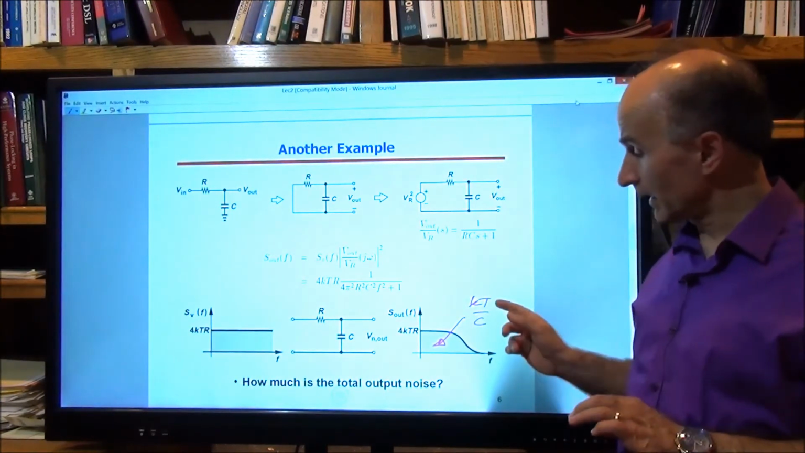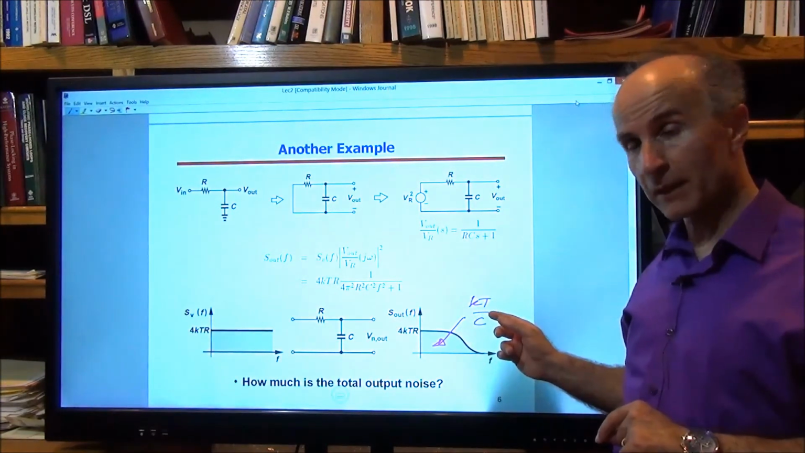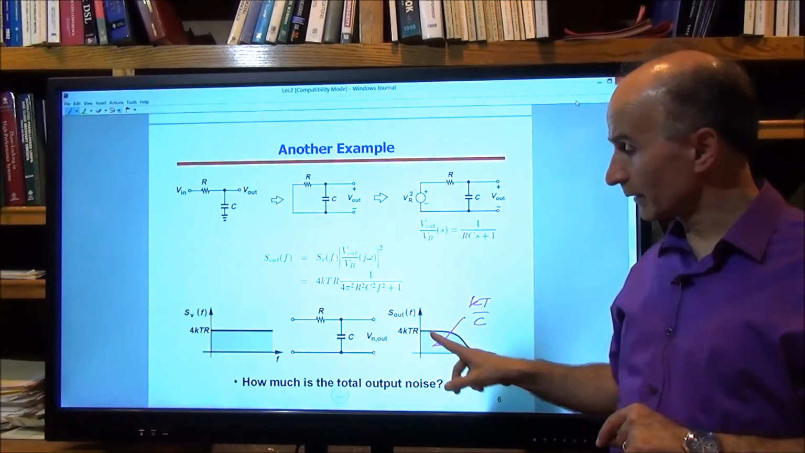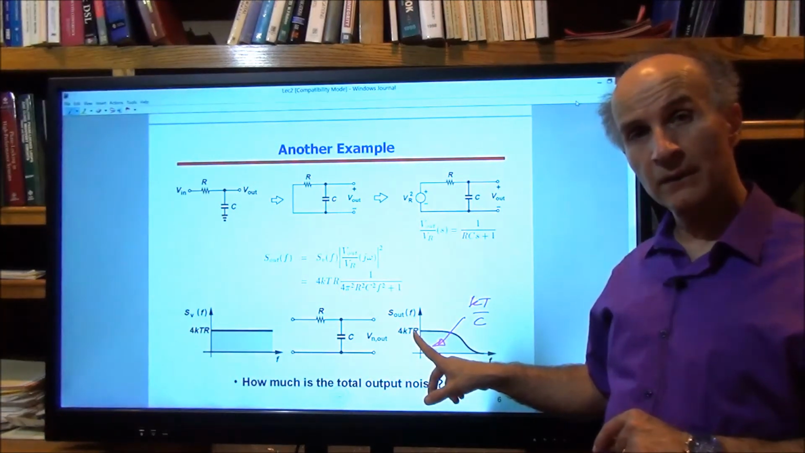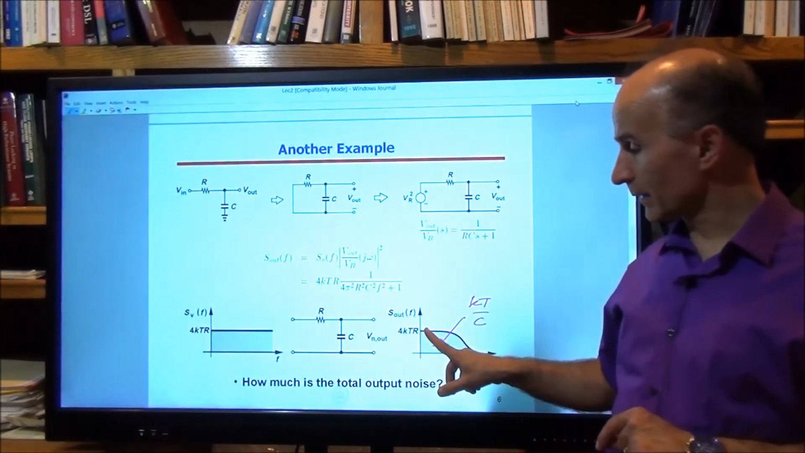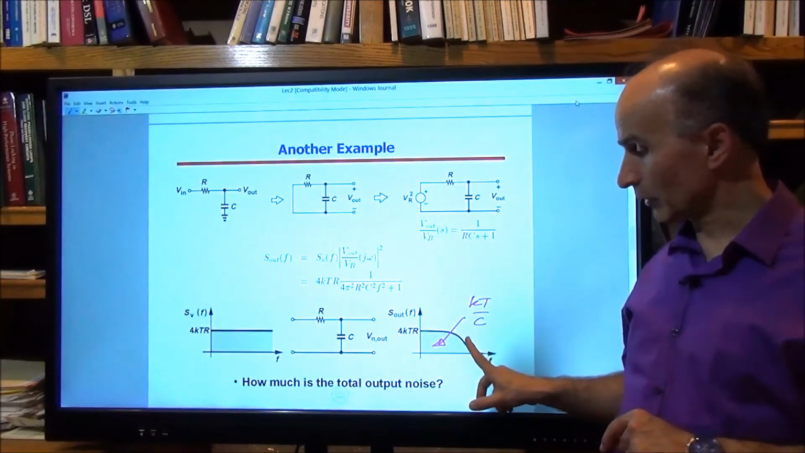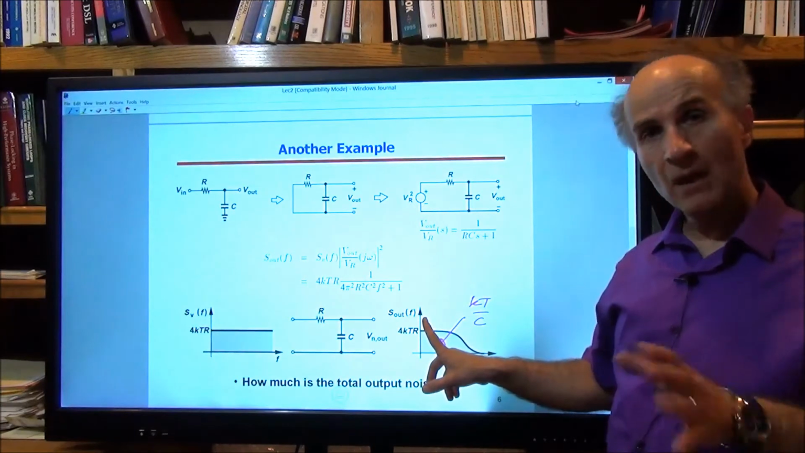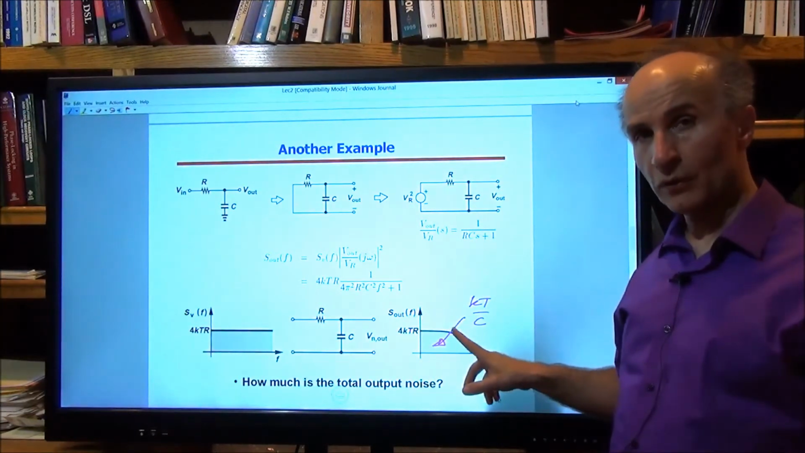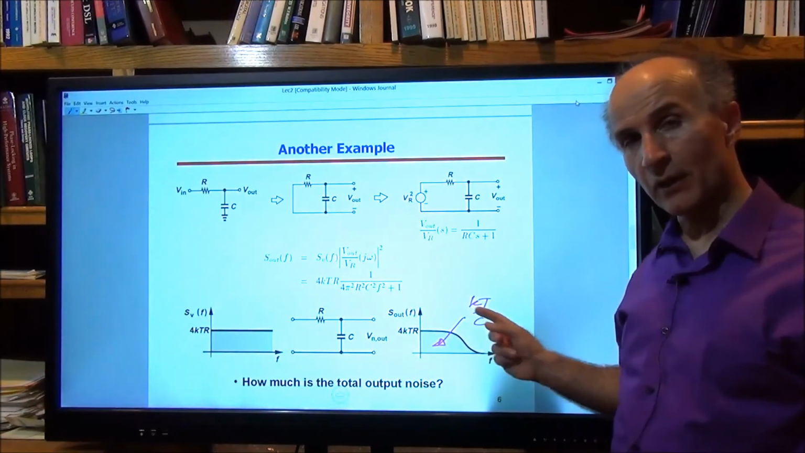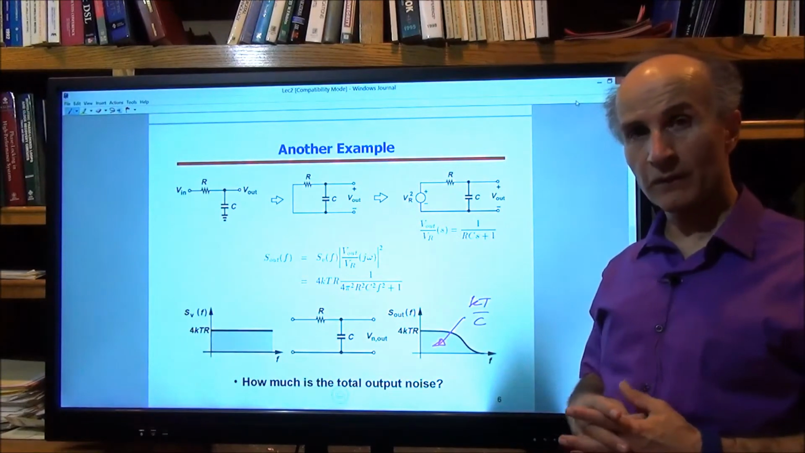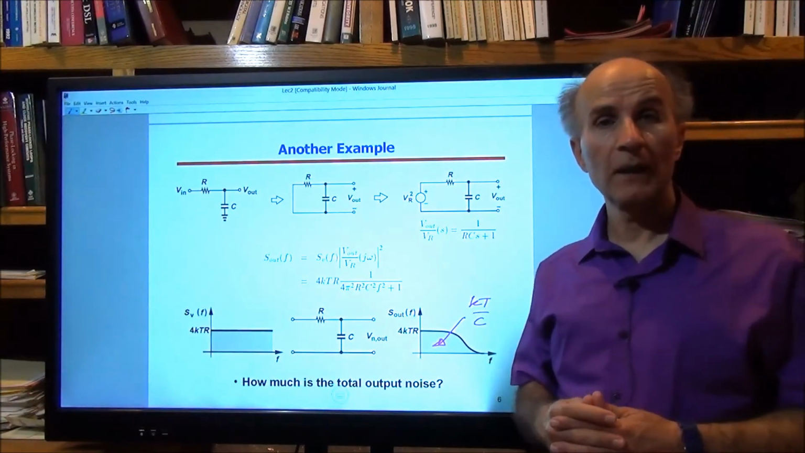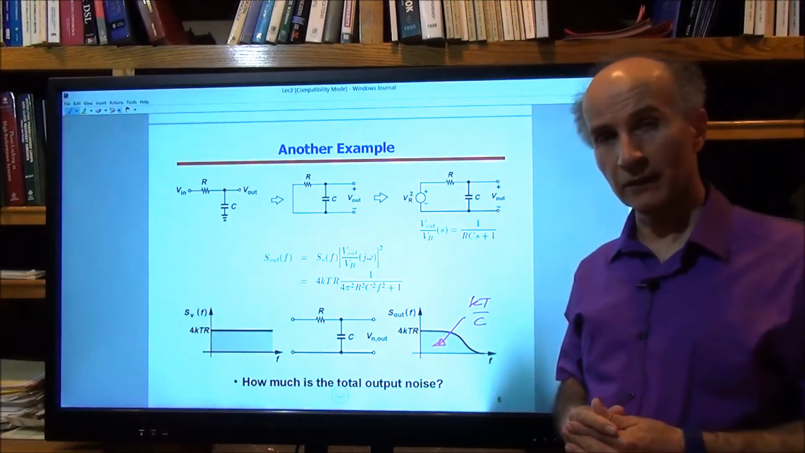And it has a certain significance for us because we see that it's independent of R. If R is higher, this spectral density is higher, but the corner frequency moves in, and vice versa. And it just happens that they cancel out, so the area becomes independent of R. kT over C is a fundamental limit in many circuits, as we will see later.